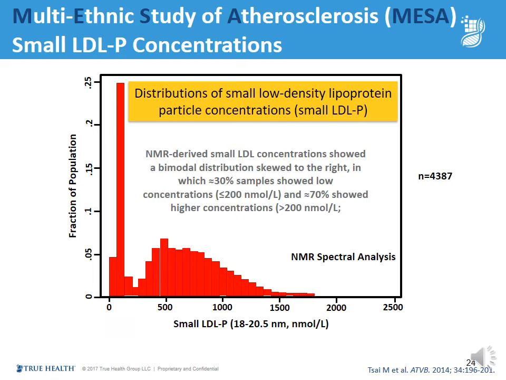So in these people who are in the hump that's to the right, the odds are very good that not only is their small LDL particle concentration elevated, but their total LDL particle concentration is elevated. And these are most likely to have insulin resistance or type 2 diabetes.